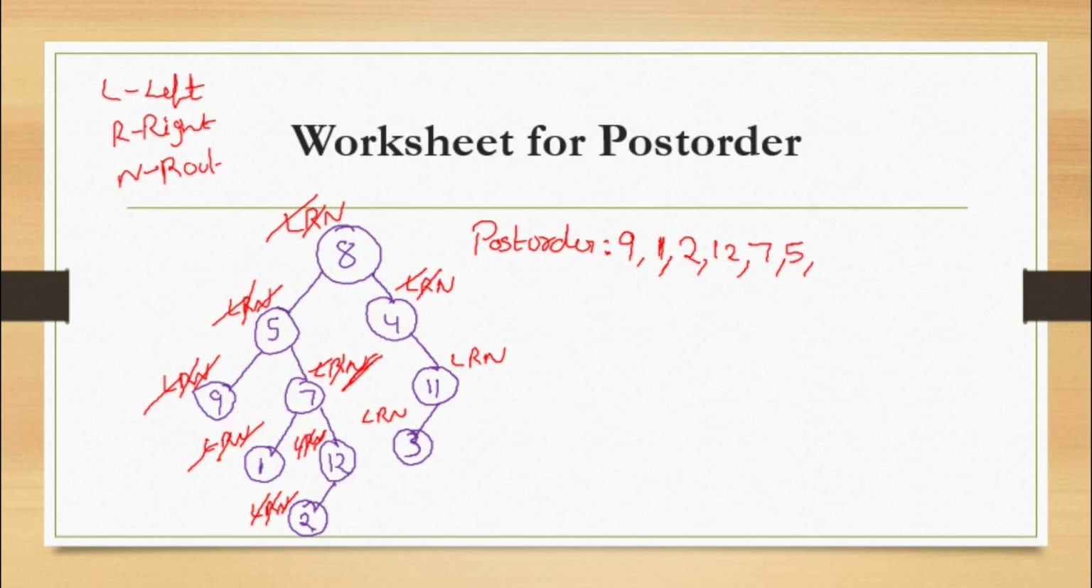In 11, again I have to go to the left of 11. Again I have 3 here. So in 3, again I go to left, nothing is there, right nothing is there, and I visit the 3. After visiting 3 I visit the 11, then I visit the 4, then I visit the 8 at the end.